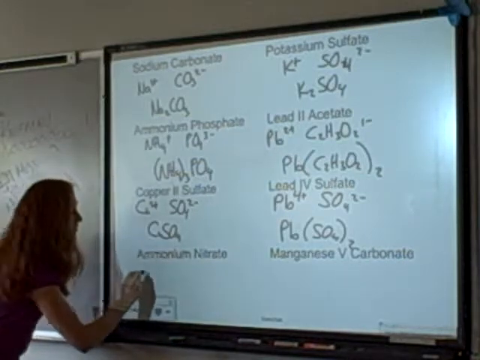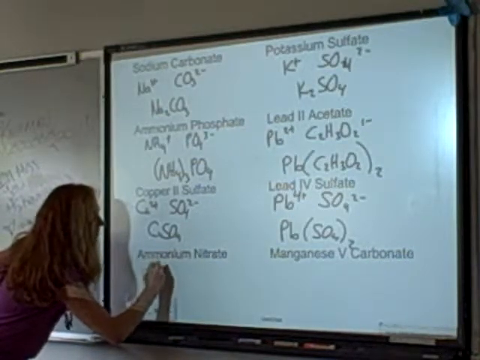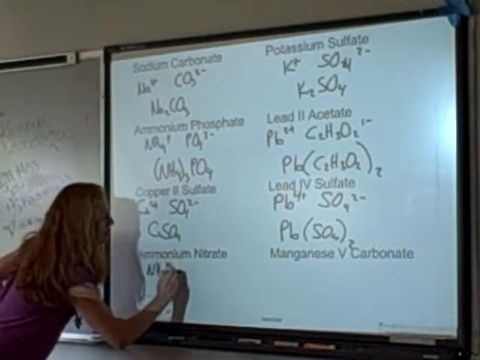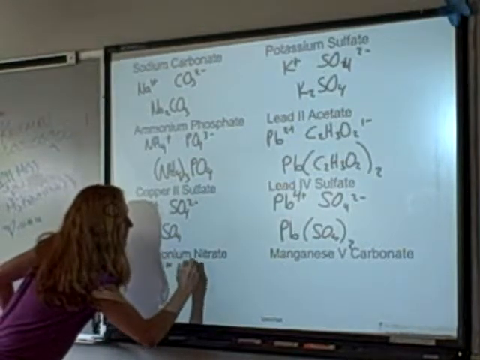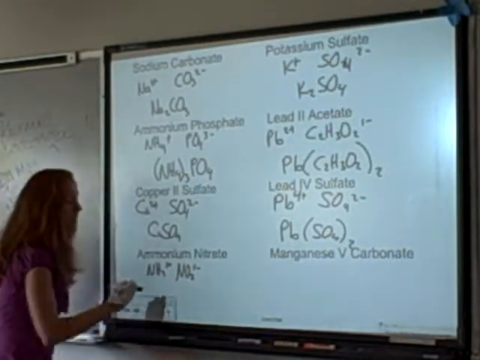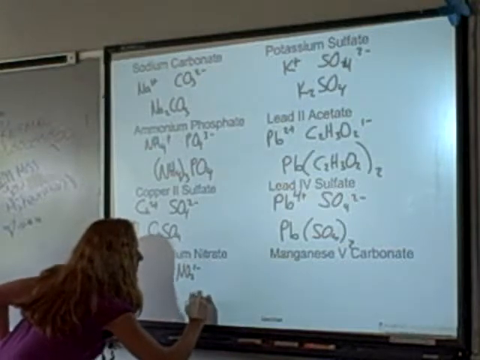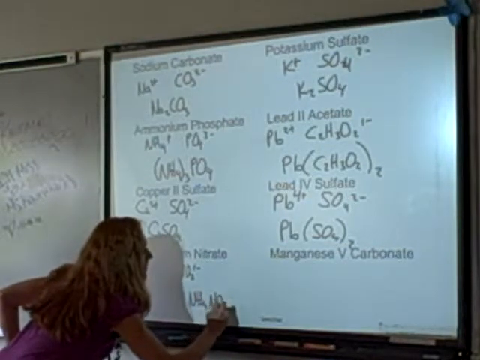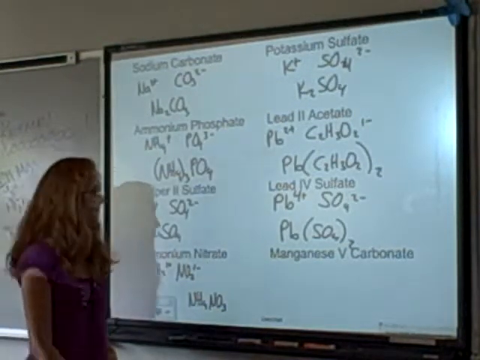Now I have ammonium nitrate. Ammonium was NH4. It's got a 1+. Nitrate is NO3. It's a 1-. So their charges are already balanced. Just NH4NO3. Okay, 1 ammonium, 1 nitrate.